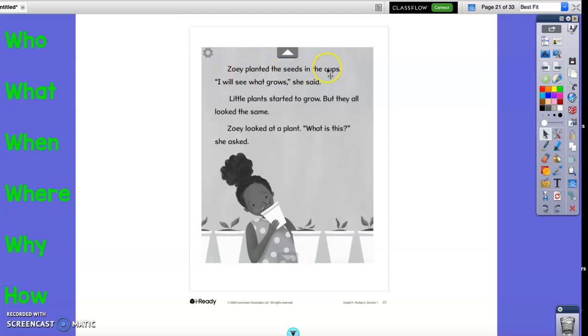Zoe planted the seeds in the cups. I will see what grows, she said. Little plants started to grow, but they all looked the same. Zoe looked at a plant. What is this? She asked.